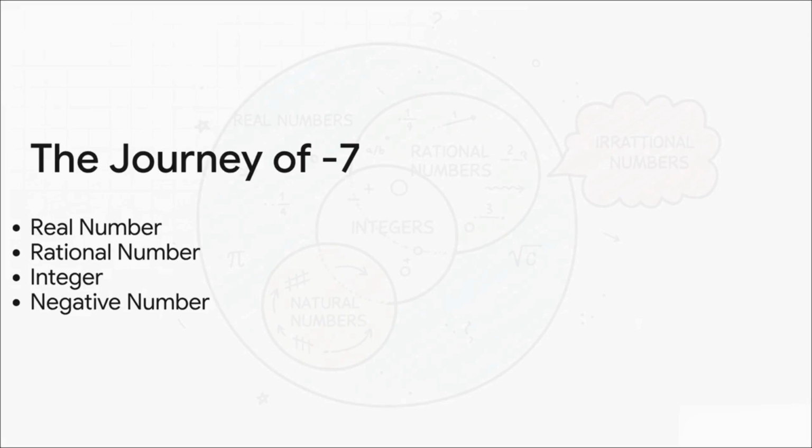We start at the top. Is -7 a real number? Yes, of course. Can we write it as a fraction, like -7/1? Yep, so it's rational. Because it's a solid number, not a decimal, we know it's an integer. And finally, since it's less than 0, it can't be a whole number, which means its journey ends right here. It's a negative number. See? It's simple when you have the map.